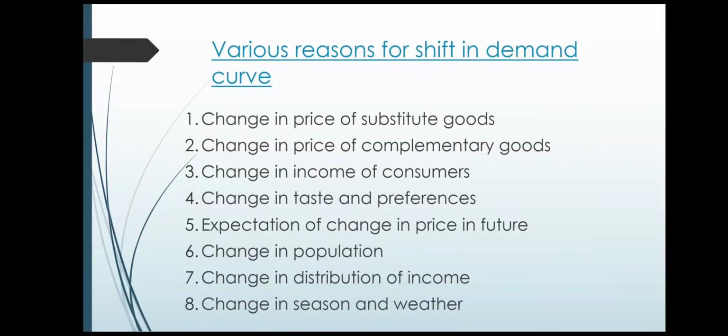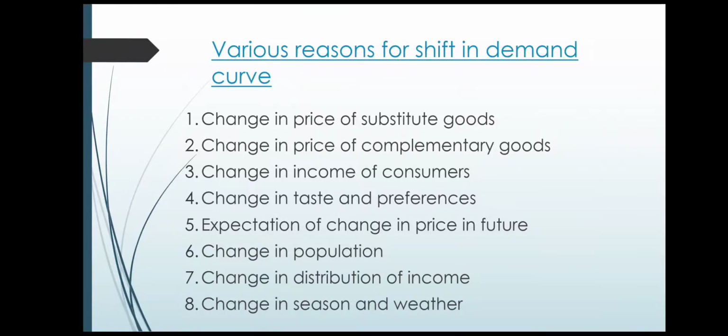The first one is change in price of substitute goods. So suppose tea and coffee, these are two substitute goods. Whenever there is a rise in the price of tea, there will be a fall in the demand of tea, and there will be a rise in the demand of coffee, and vice versa.